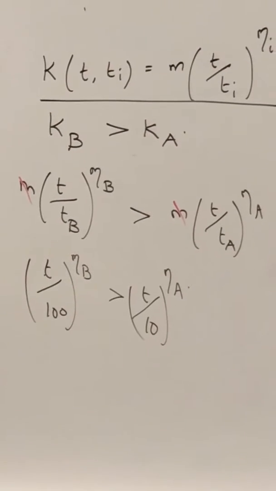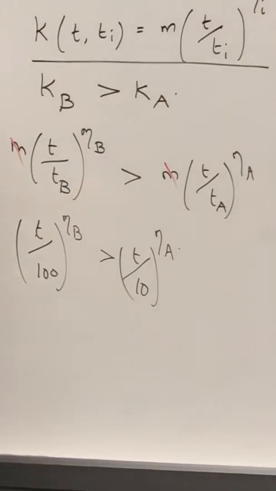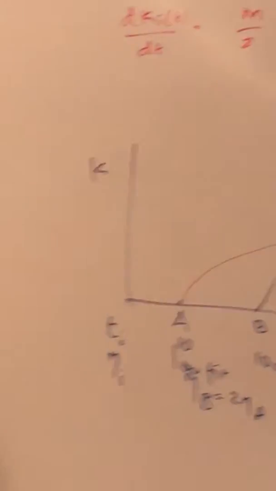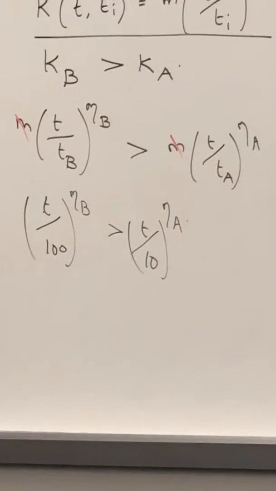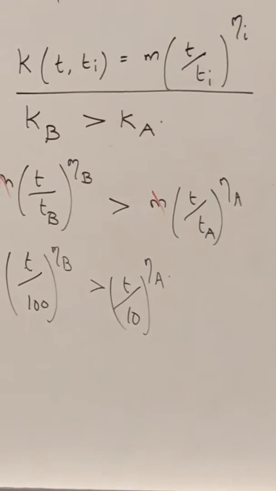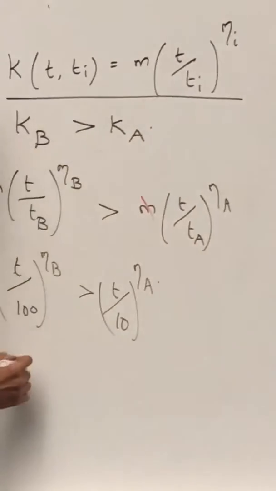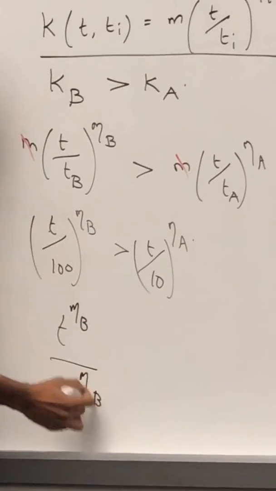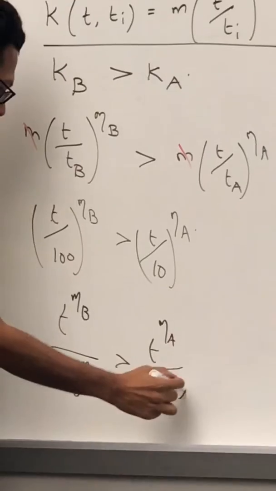Now eta B and eta A are not given right away, but the relationship between the two has been given. What is that? Eta B is twice eta A. So we need to make use of that relationship here and simplify this expression further. Is that clear? Let us group the time term on one side and the known term on the other side. So this is T raised to eta B divided by 100 raised to eta B, which is T raised to eta A divided by 10 raised to eta A.